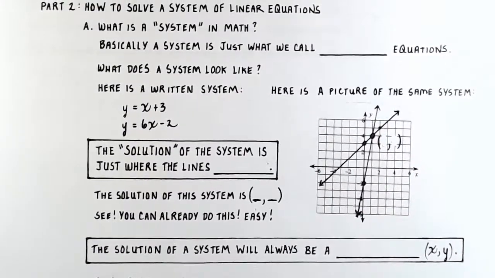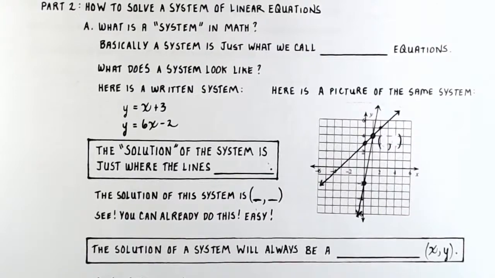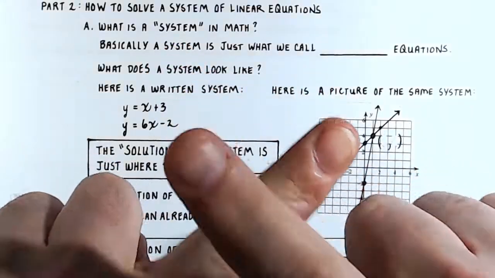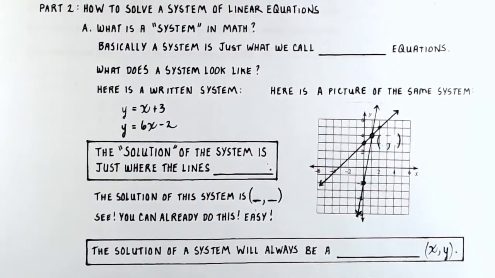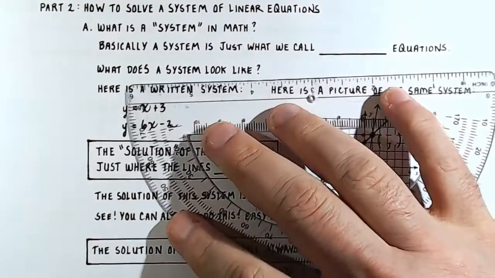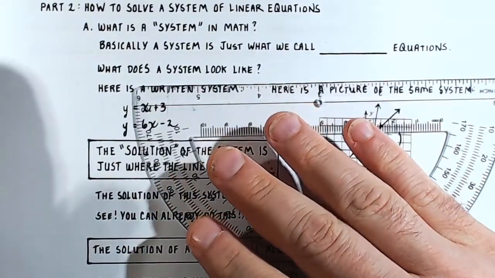So I said we were going to learn how to solve a system of equations, and I kind of showed you using my fingers that means we want to find out where two equations cross. But let's talk more in depth. What is a system in math? Well, it's just a word. Just a word. It's nothing scary. Basically, a system is just what we call more than one equation.